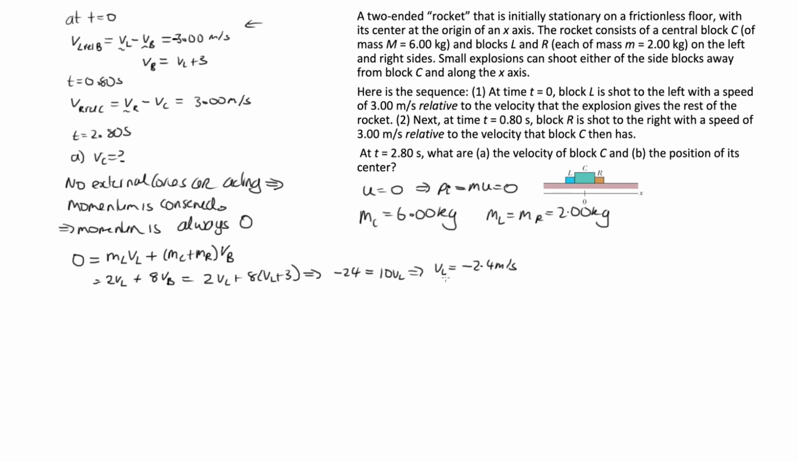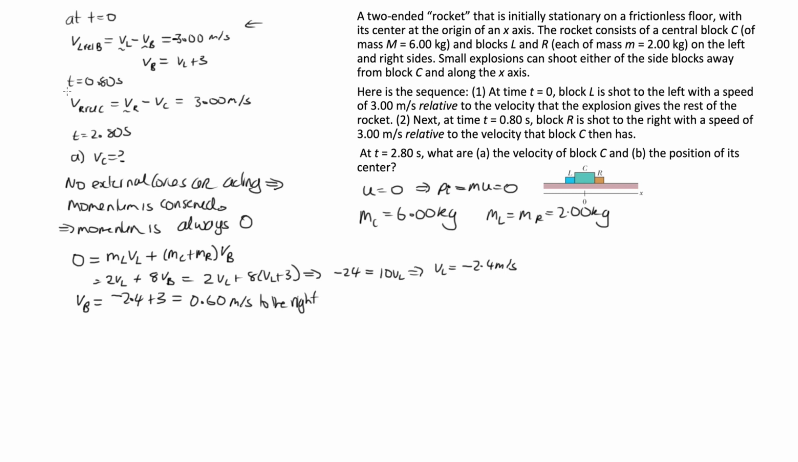Okay, so now what we can do is calculate the velocity of blocks C and R. So the velocity of the block, which is the two of them stuck together, is equal to VL, which is minus 2.4 plus 3, which is equal to 0.60 meters per second, and that's to the right, which is what the positive sign's indicating there.